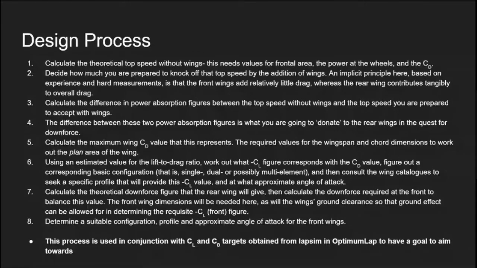And generally you're going to have more drag from the rear wing as opposed to the front wing, just because it sticks out into the air a lot more. So you calculate the difference in power absorption between the top speed without wings and the top speed you're prepared to accept with wings, right? Maybe adding this huge aero package is going to cause you to lose 20 kilometers off your top speed. So you have to know how much you're losing off of that.